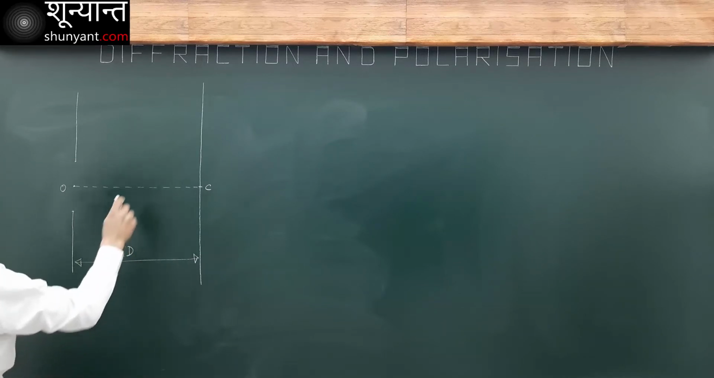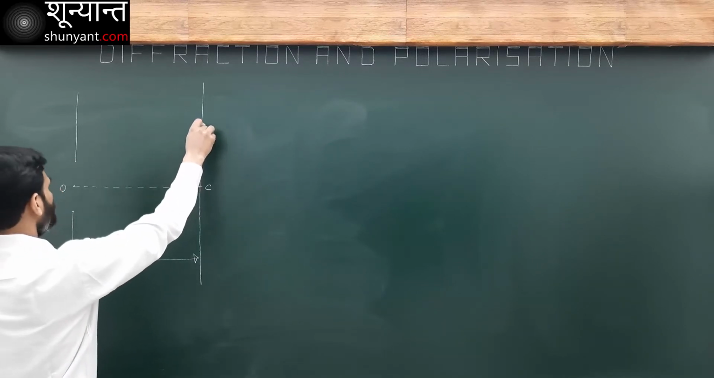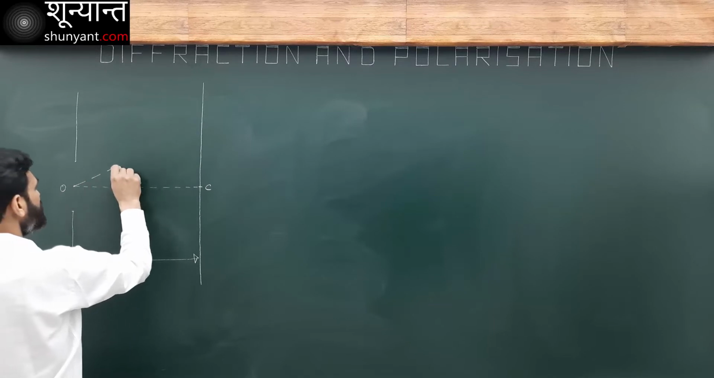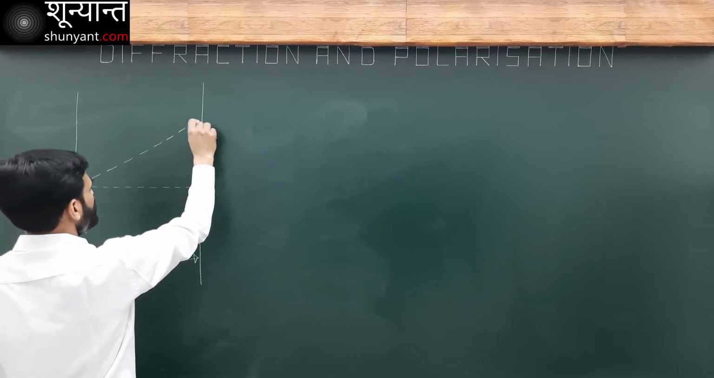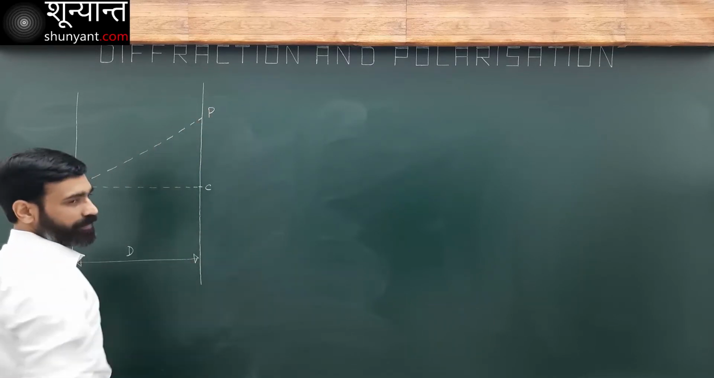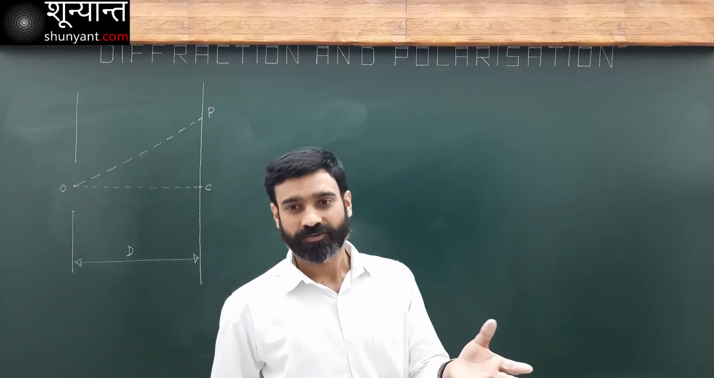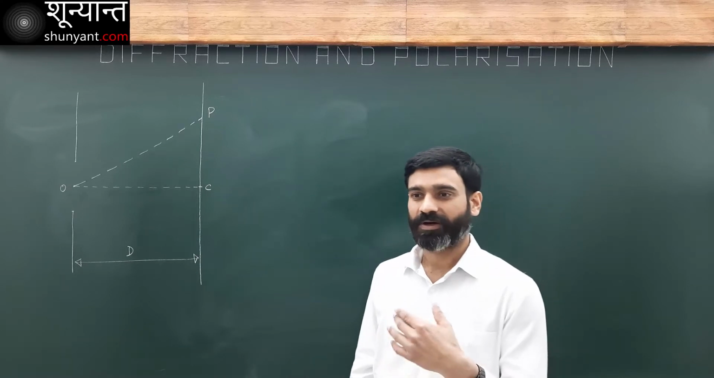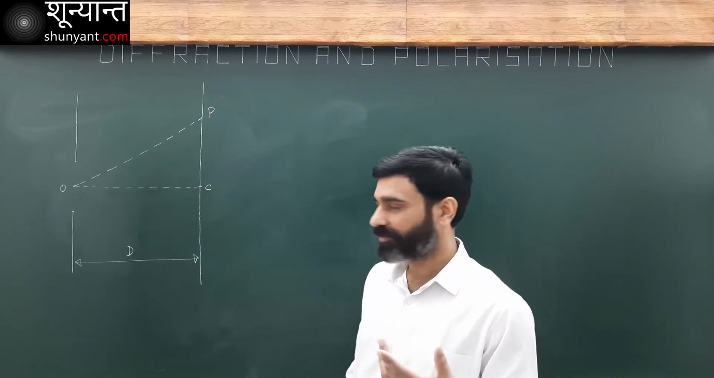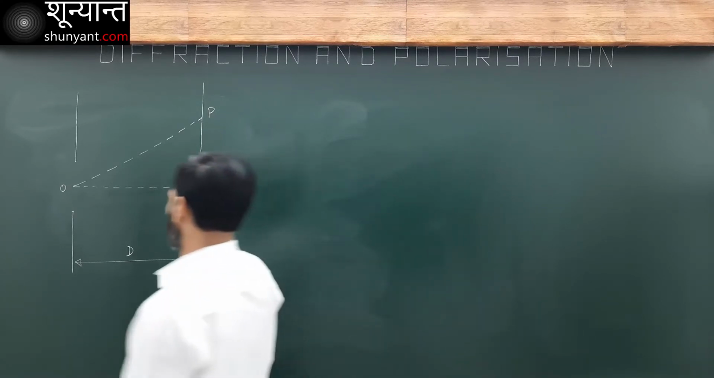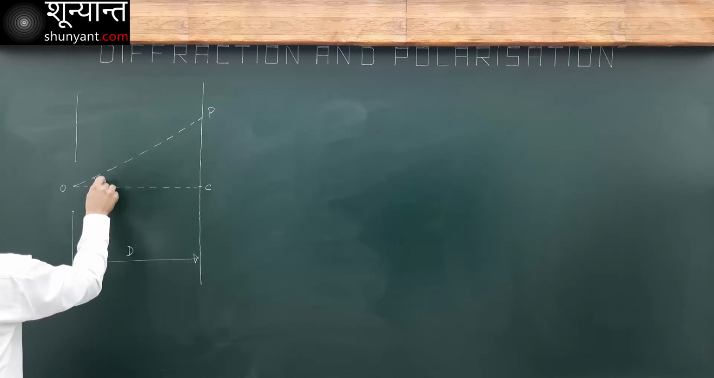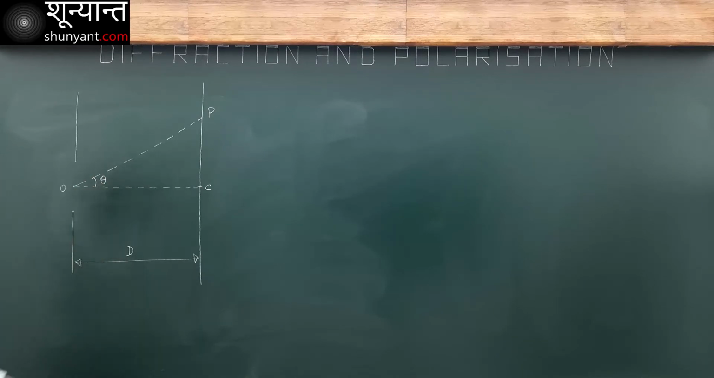Let's look at a general point, let's say this point is P. At point P, I want to find how the interference is happening and whether it is going to be a bright fringe or a dark fringe. What should be the conditions to get a bright fringe and a dark fringe at this point? This angle is theta, the angular position. Now, light is incident in this direction.